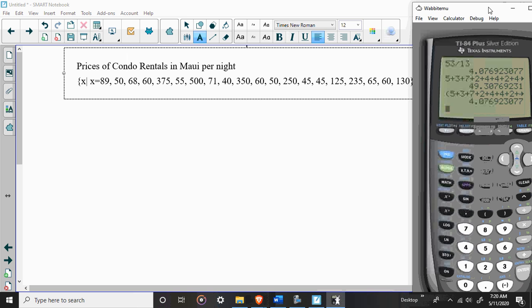It's very good to be fast with the calculator with this stuff. The worst mistake you can make, obviously, is to forget to put your parentheses. So 89 plus 50 plus 68 plus 60 plus 375.